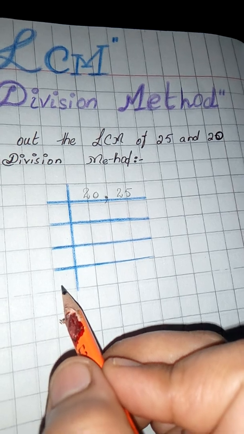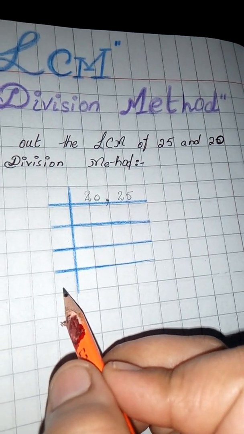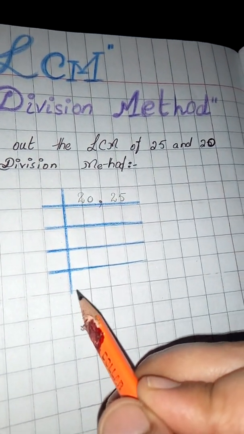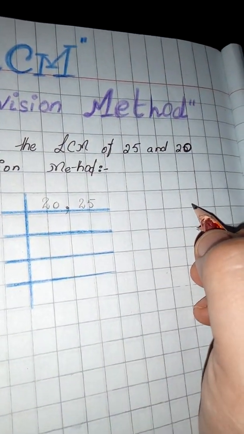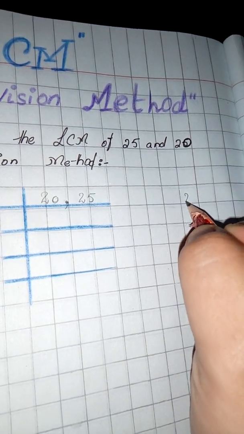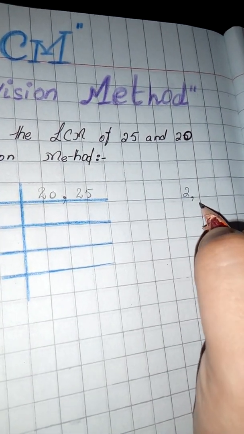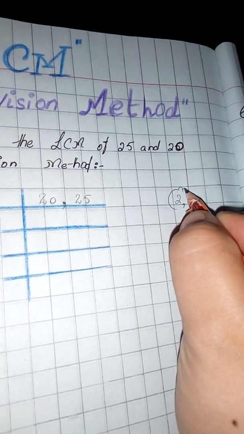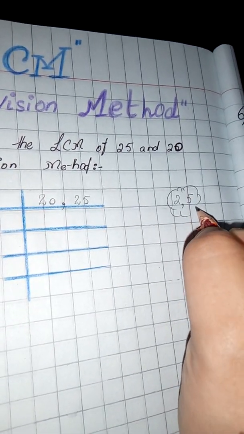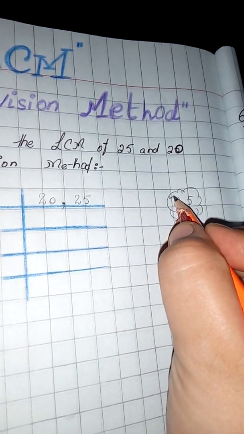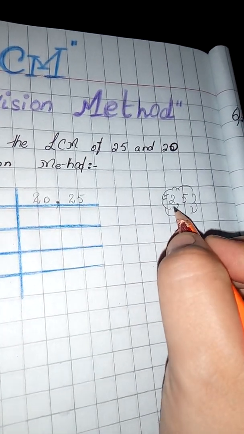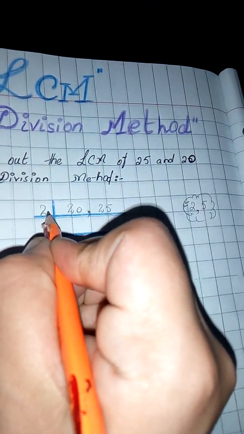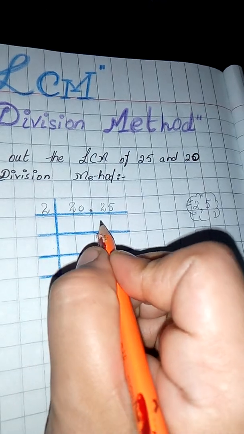Now I'm going to find out what will be the possible prime divisors by which I can divide these two numbers. For example, I can start with the least prime divisor, that is 2. I have one more choice. I can start with 5 as well, but because it's an LCM, I'm going to start with the smallest prime number, that is 2. So this 2 will be written over here, because by this 2 I'm going to divide these two numbers one by one.